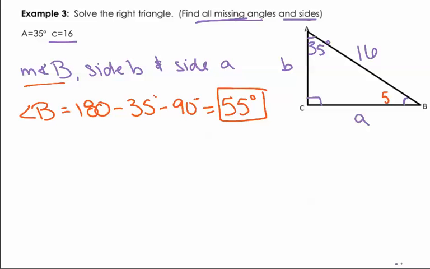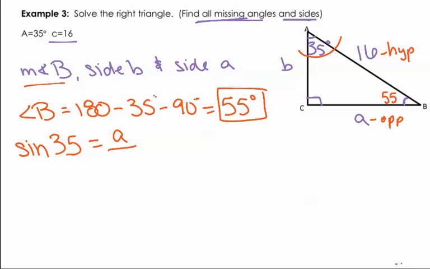Now I'm going to try my best not to use the 55 because that's something I found, and if I messed it up, my whole problem is going to be messed up. So I'm going to really focus on using this angle A here. If I wanted to find side A first, I would notice that A is opposite and my 16 is my hypotenuse. So opposite hypotenuse means I'm going to have sine. It's always sine, cosine, tangent of your angle. So I have sine of 35, because my angle I'm working with is 35, equals opposite, which in this case is A, I'm looking for that, over hypotenuse, which is 16.